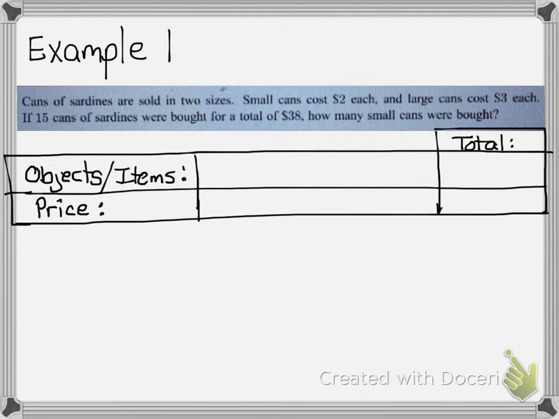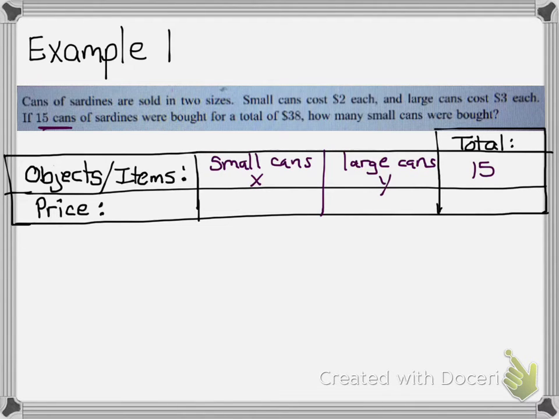So I have my small cans and I have my large cans. Now, of course, we don't know exactly how many of them we have, so I'm just going to assign variables to each one. I'll say that my small cans represents X, large cans represents Y. What else do we know about those cans? We know that we have a total of 15 of them. So I'll write 15 as my total.